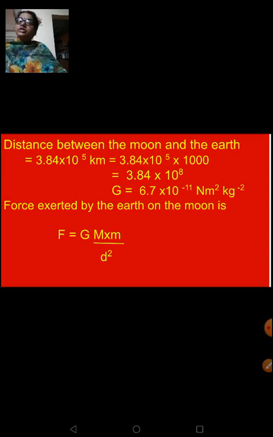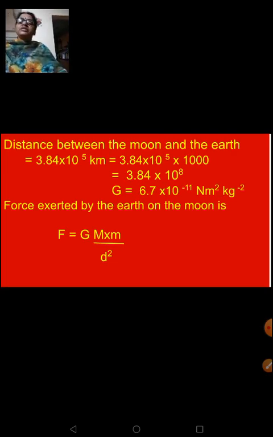So this kilometer has to be converted into meter. If you want to convert a kilometer to meter, what will you do? You'll multiply by 1000. The same thing I'm doing here. 3.84 into 10 raised to 5 is multiplied by 1000. When it is multiplied by 1000, 3 zeros are getting added, so I can increase the power, that is the index number, by 3. So it becomes 10 raised to 8. So the distance between the moon and the earth, that is 3.84 into 10 raised to 5 kilometer, when converted to meters, I get as 3.84 into 10 raised to 8.